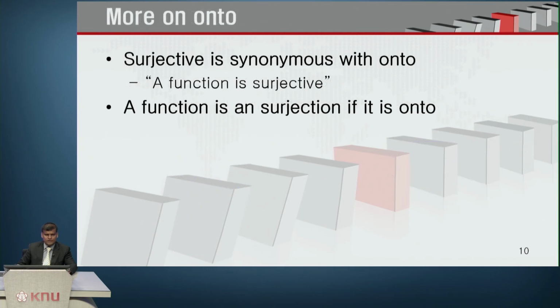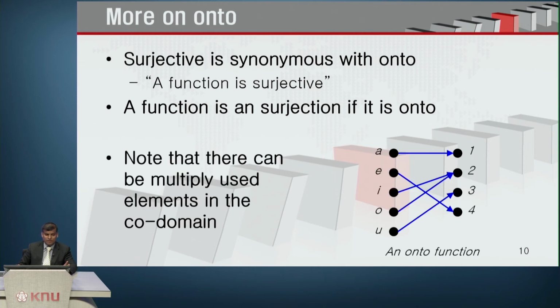Let's see further on this. An onto function is also called a surjective function, and they have some more properties. Note that there can be multiple used elements in the codomain. That's the property of an onto function. As you can see, element 2 has been used twice, one from I and one from O. Both I and O are mapped to 2.